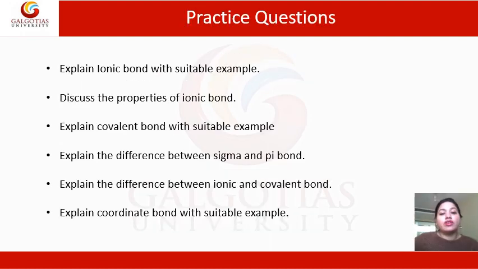On the basis of our presentation, we have some practice questions to solve. Explain ionic bond with suitable example. Discuss the properties of the ionic bond. Explain covalent bond with suitable example. Explain the difference between sigma and pi bond. Explain the difference between ionic and covalent bond. And explain the coordinate bond with suitable example.